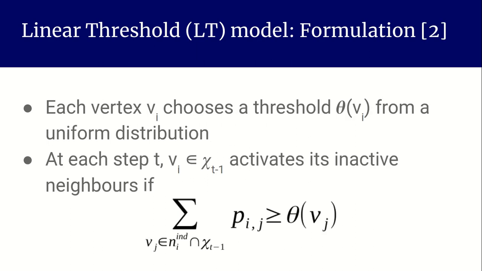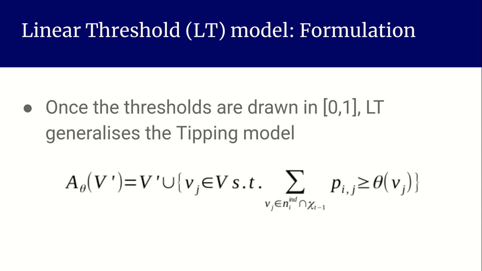Okay, now we're not going to show an example here because we are going to implement this on our own just to see the underlying mechanism of the linear threshold model. Now finally, once we draw the threshold for each node in the real numbers interval from 0 to 1 with the extremes included, the LT model generalizes the tipping model.